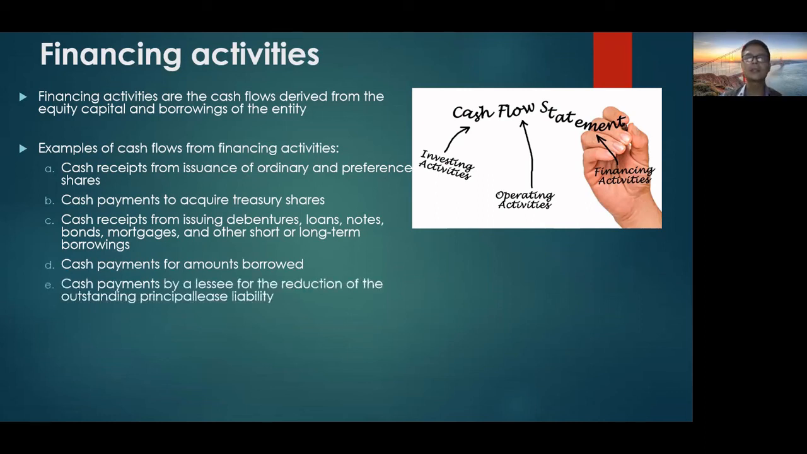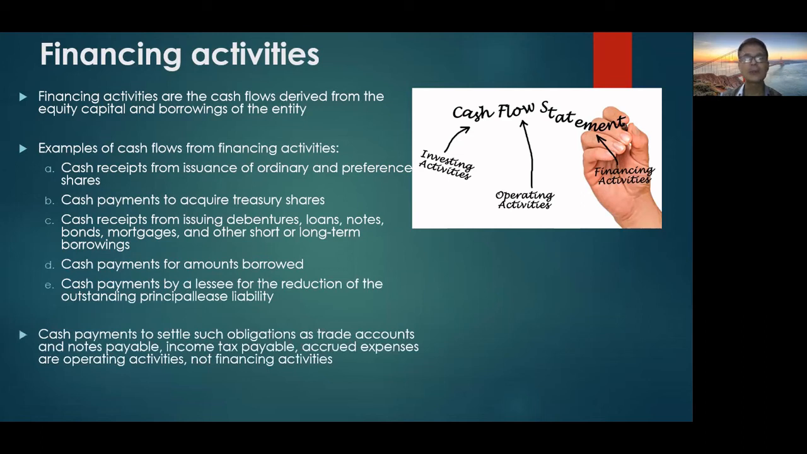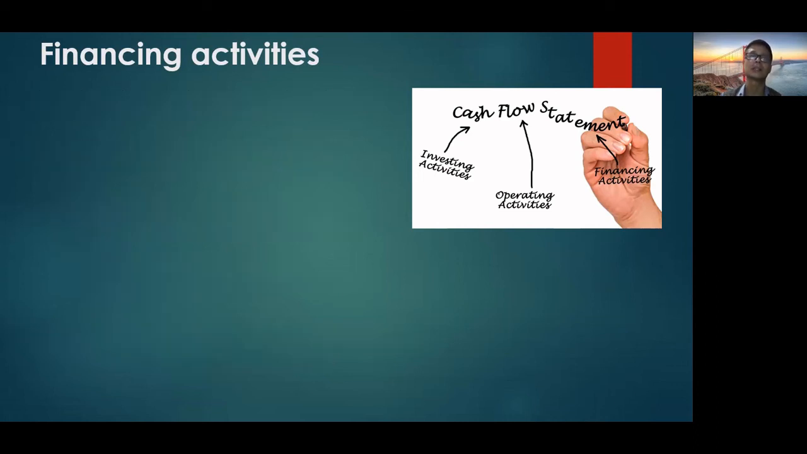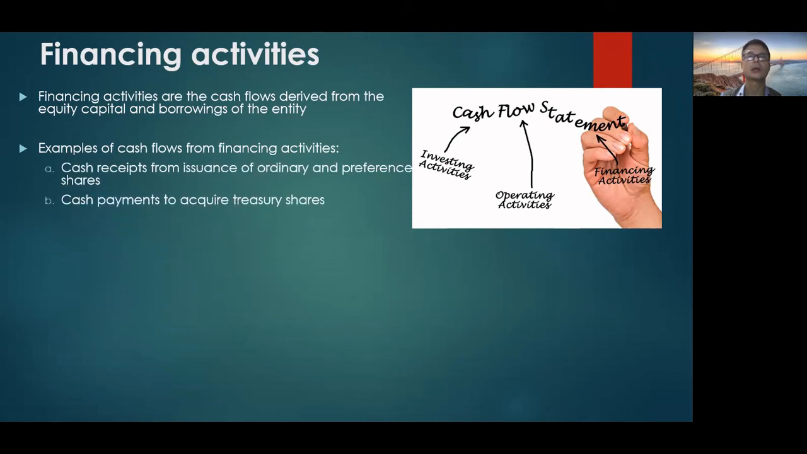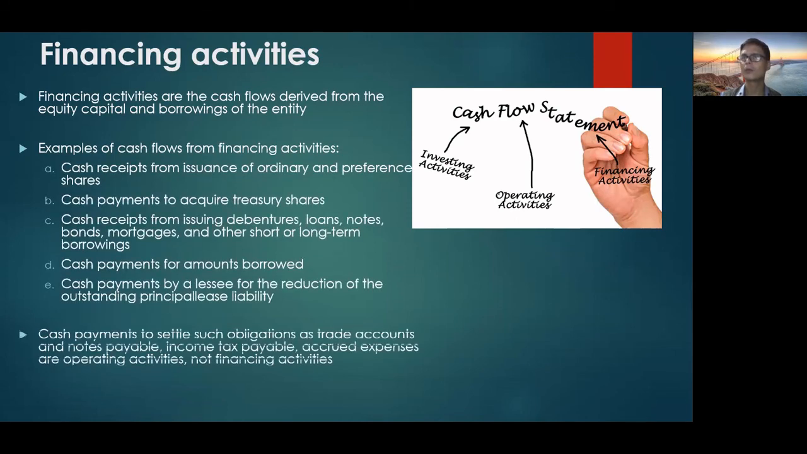Cash payments by a lessee for the reduction of the outstanding principal lease liability. So cash payments to settle such obligations as trade accounts and notes payable, income tax payable, accrued expenses are operating activities, not financing activities. So financing activities are the cash flow derived from the equity. Okay. I think we have done this already.